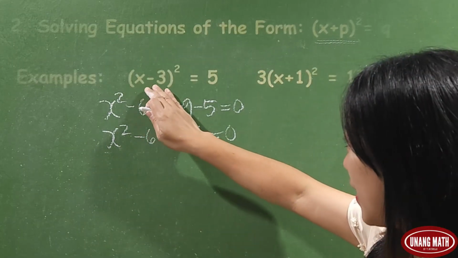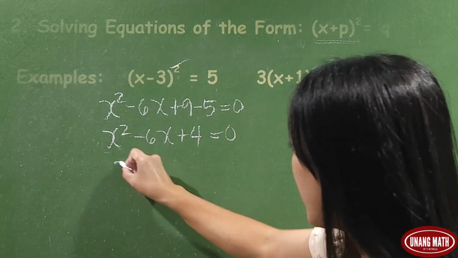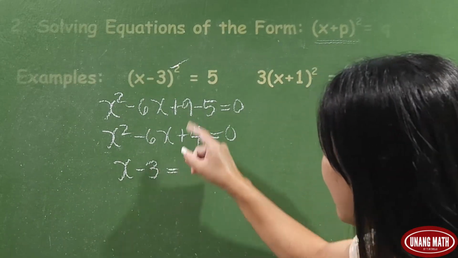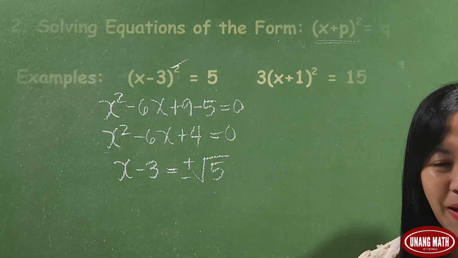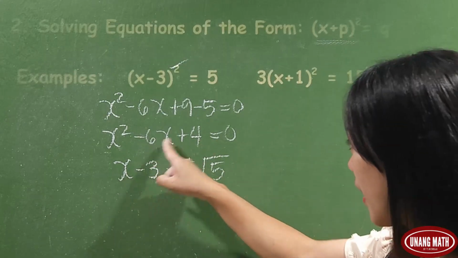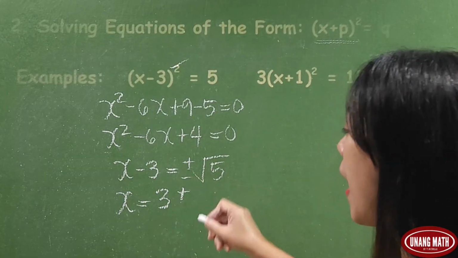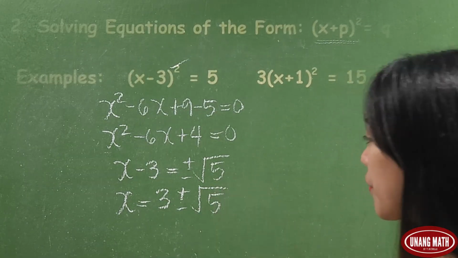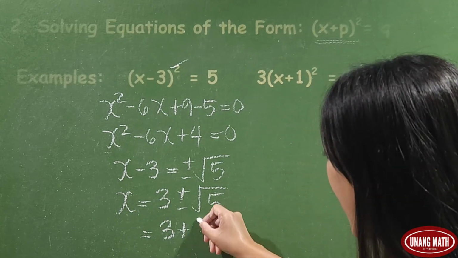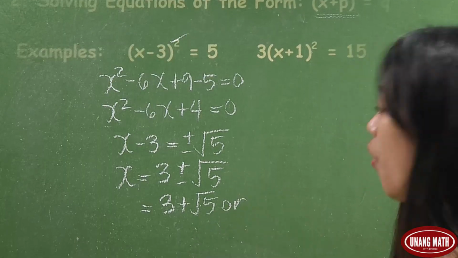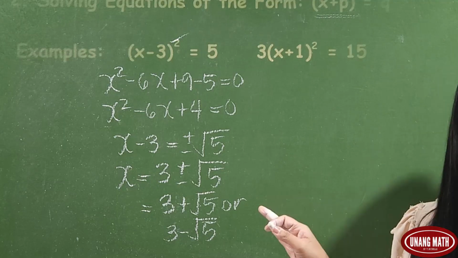So this is x minus 3 squared. If we remove this exponent 2 here, we now have x minus 3 is equal to plus or minus square root of 5. Move negative 3 to the other side. So we now have x is equal to 3 plus or minus square root of 5. So the solutions here would be 3 plus square root of 5 or 3 minus square root of 5.